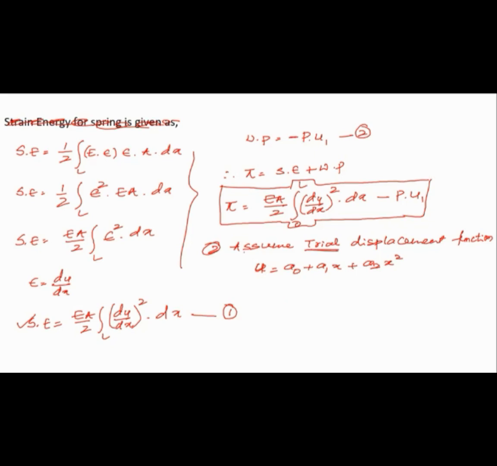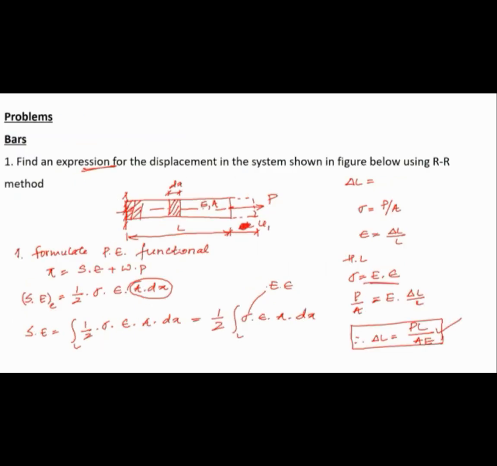Now in the second step, after assuming a trial displacement function, what he has mentioned is that this trial displacement function should satisfy the given boundary condition. Now what is that given boundary condition? When x is equal to 0, what is the displacement? U is equal to, so I am considering U as a displacement, because what is the boundary condition here?